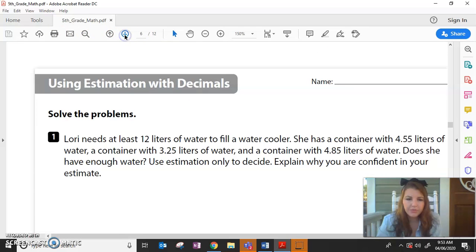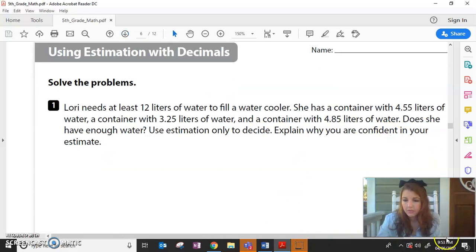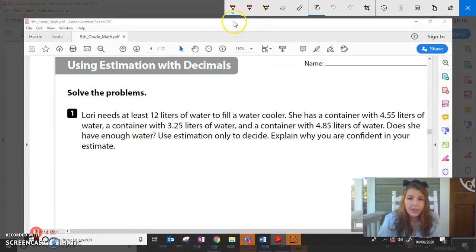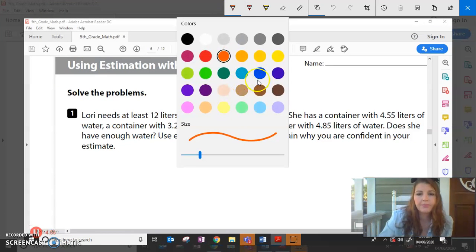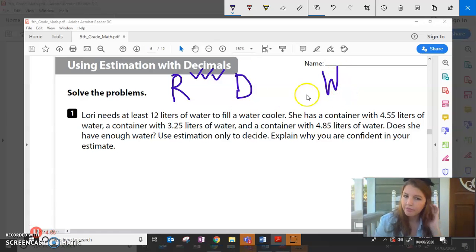All right, let's move on to the next page, using estimation with decimals. On this page, we have some word problems. So I'm going to be using read, draw, write on this. With read, draw, write, I start by reading the problem once to just read for content. The second time I read, I'm going to read to annotate. And the third time I read, I'm going to think about what the question is asking. Then I'm going to draw a model to help me solve. And then finally, I'll write an equation.